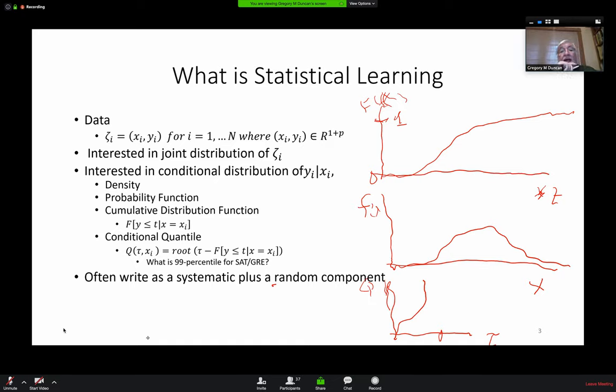Often we're going to write y as a systematic plus a random component. And you've seen this before, okay? So we have y equals f of x plus an error, where this error has a zero conditional mean, okay? The error is a random component. The f of x is a static component. It is possible, though unlikely, that you can know that. It is not possible to know the random error.